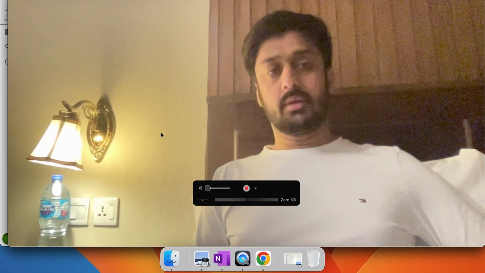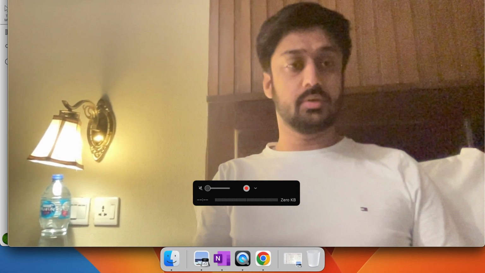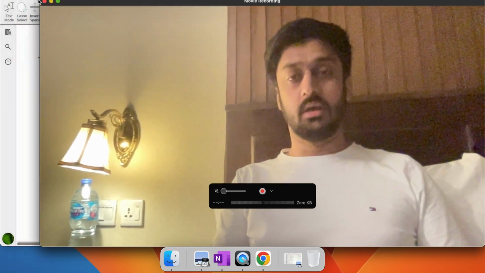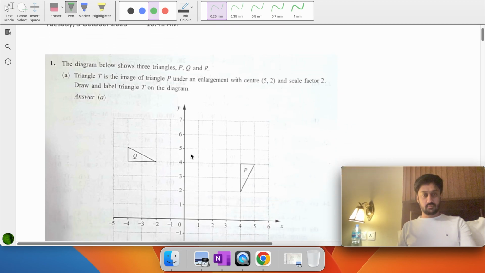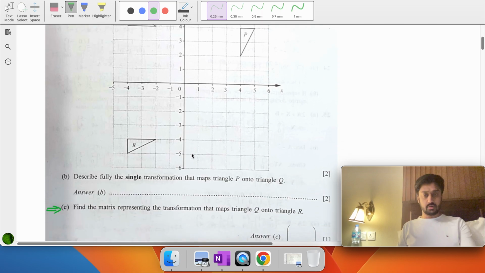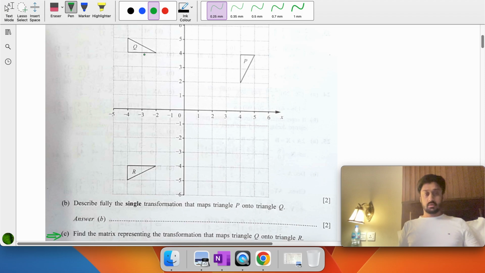Okay, we will be covering matrices, transformation matrices, a few questions and examples from past papers, and how to handle those parts. For now, I'll only solve the parts related to matrix. Now look at this question. It says find the matrix representing the transformation that maps Q onto R. So first you have to analyze that Q onto R is actually a reflection in the line y equals 0, or you say x-axis.